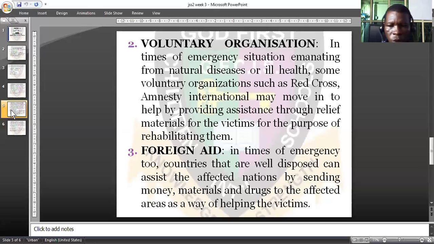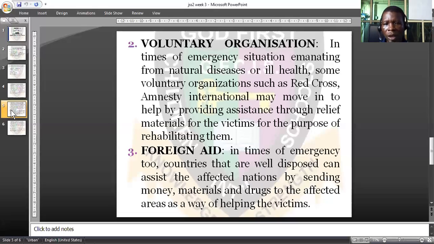Any country that is witnessing war or any kind of emergency situation, they will move in to help the people that are involved in the emergency, to provide relief materials for them and for the purpose of rehabilitating them.